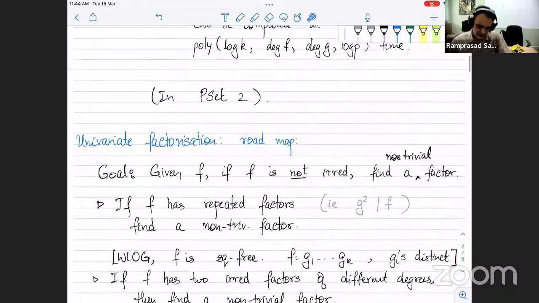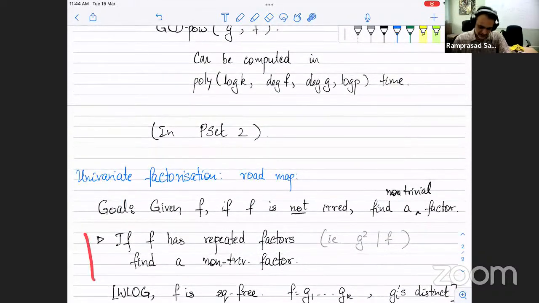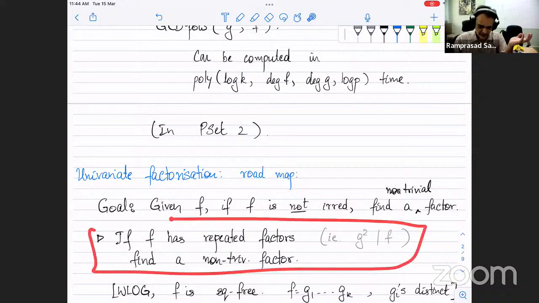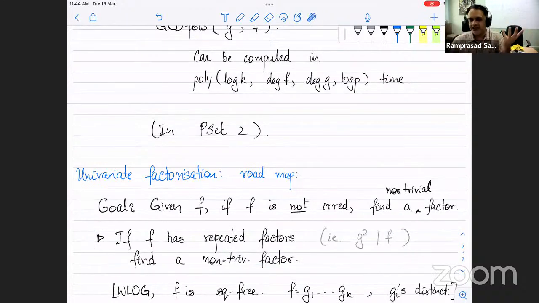The next thing we are going to do is, once we manage to do this, we will just assume without loss of generality that the hard case is really when f happens to be square free, in the sense that it's a product of irreducible polynomials, all of which are distinct. There are no repetitions, because if there were repetitions, you would have found a factor using step 1. So at this point, you can just assume that the polynomial happens to be square free.